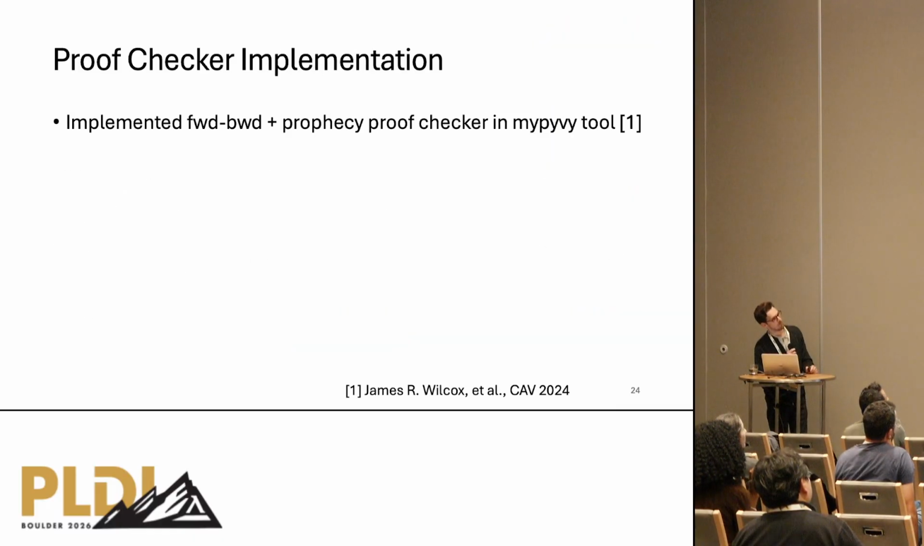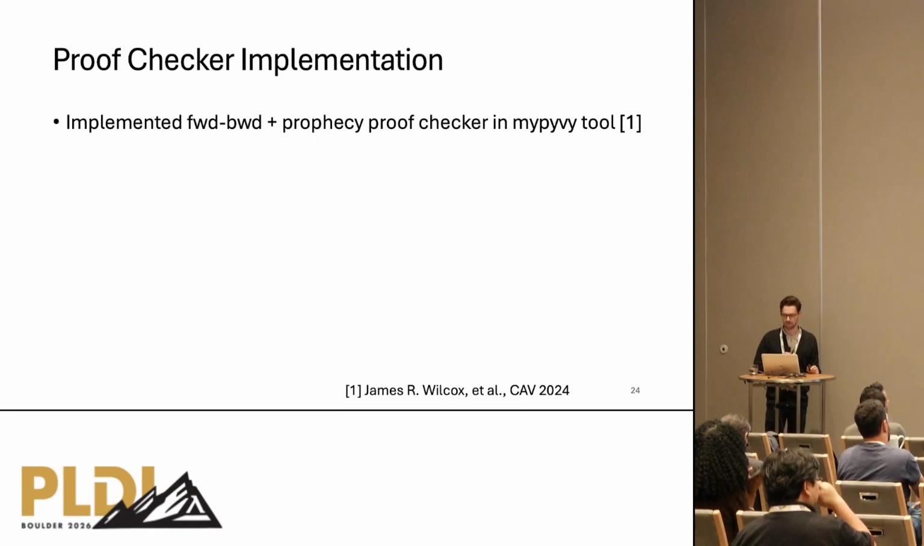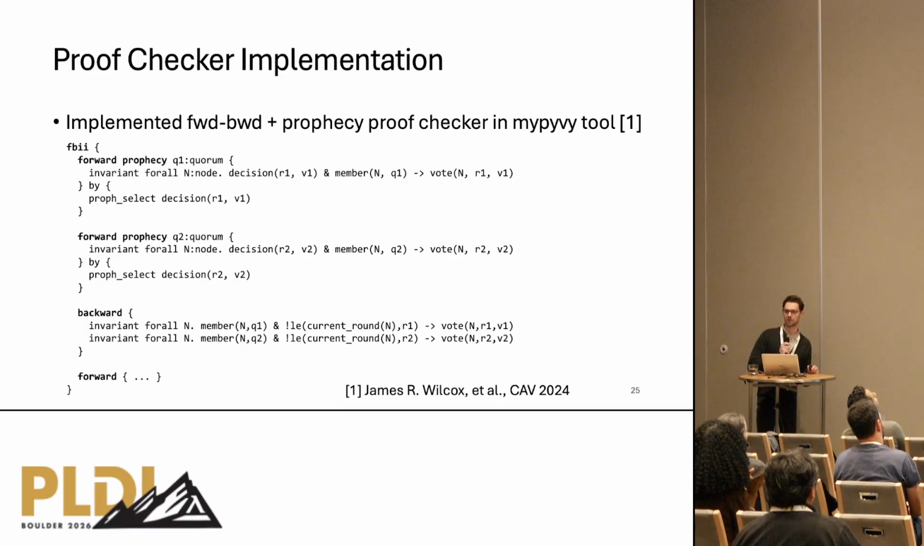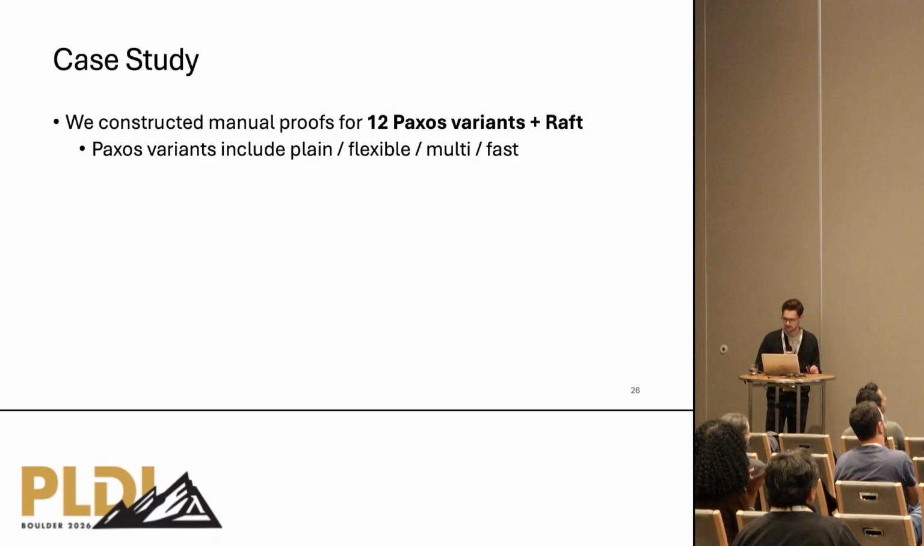Okay. We have implemented a proof checker for this system in the MyPyV tool. So instead of writing a proof tree that looks something like this, you can write the forward-backward iterations and introducing the prophecy in something that looks more like this. And we constructed manual proofs for 12 Paxos variants and Raft.